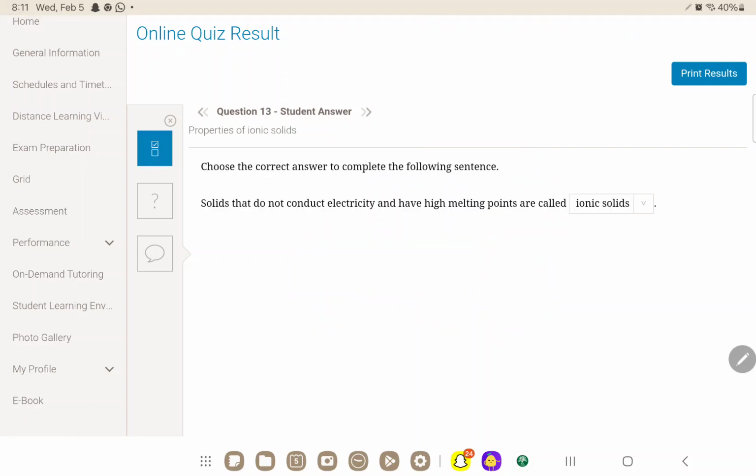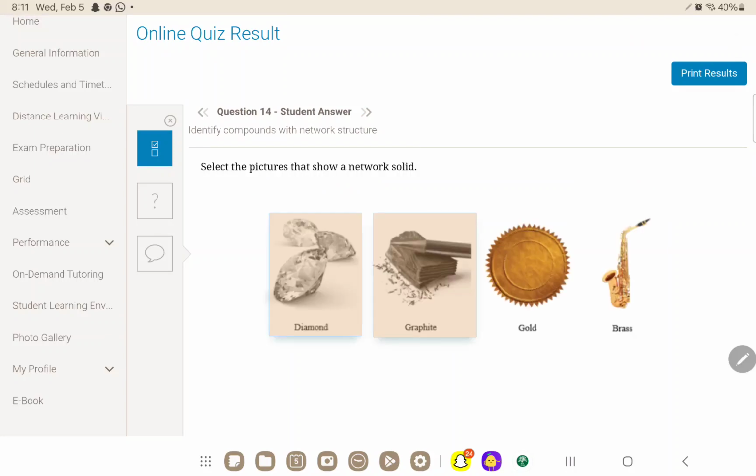Now, solids that do not conduct electricity and have high melting points are called ionic. How do we know this? By the "do not conduct." Now, network solids are diamonds and graphites. These are the only two examples we have to know, with silicon, of course, which can be written as quartz.